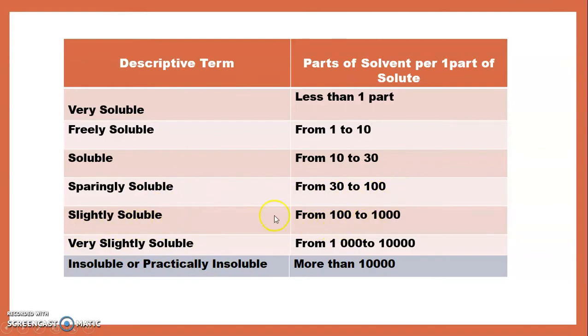Slightly soluble, here the quantity is increased, 100 to 1000 parts. Very slightly soluble means from 1000 to 10,000 parts. Insoluble or practically insoluble means more than 10,000 parts are required.